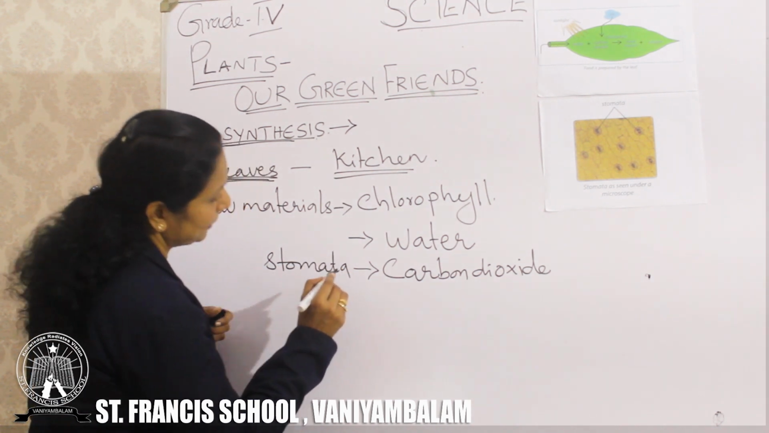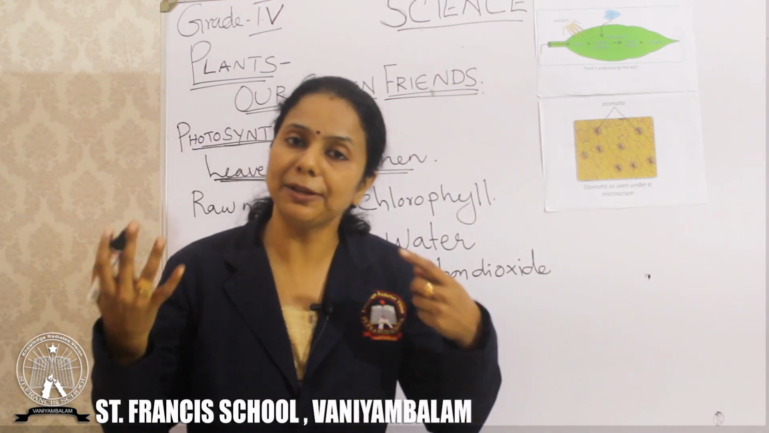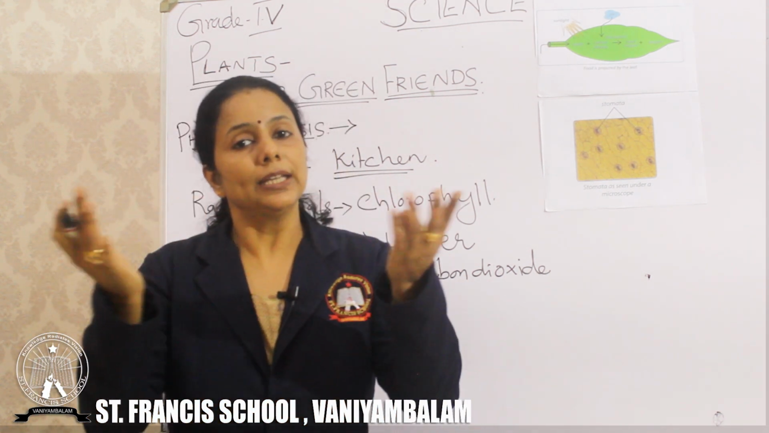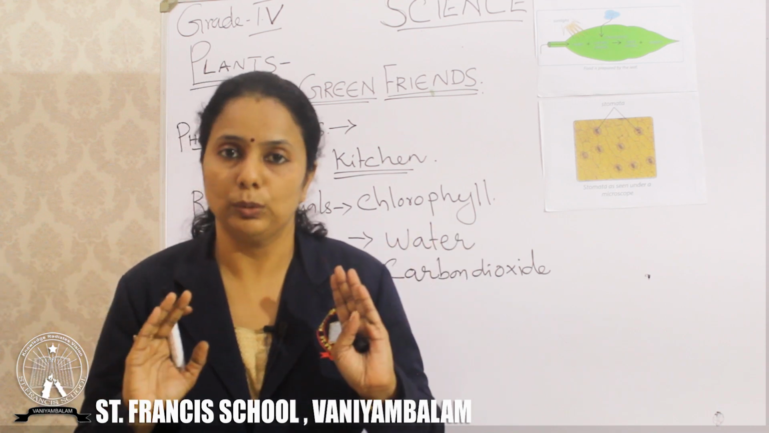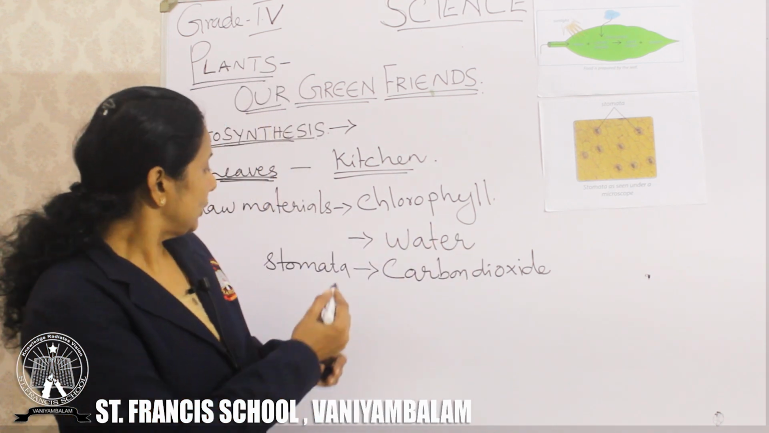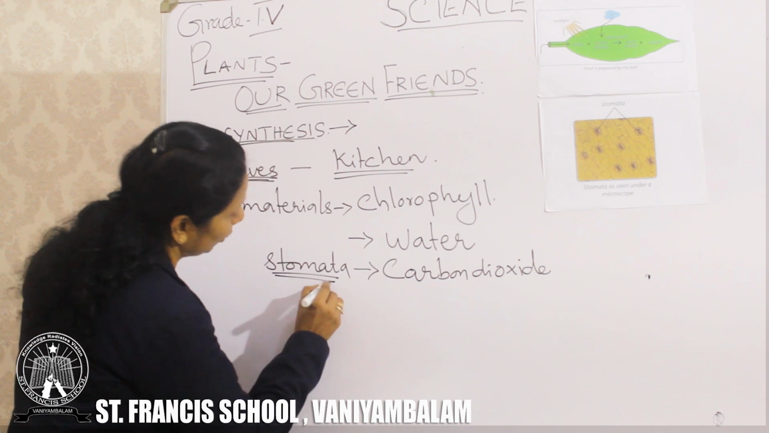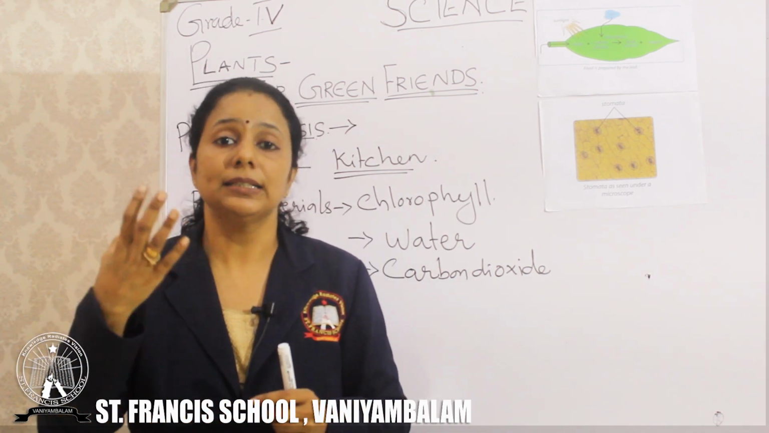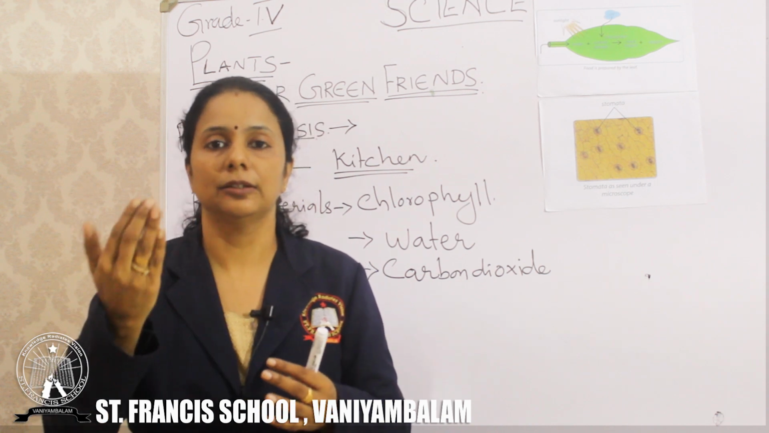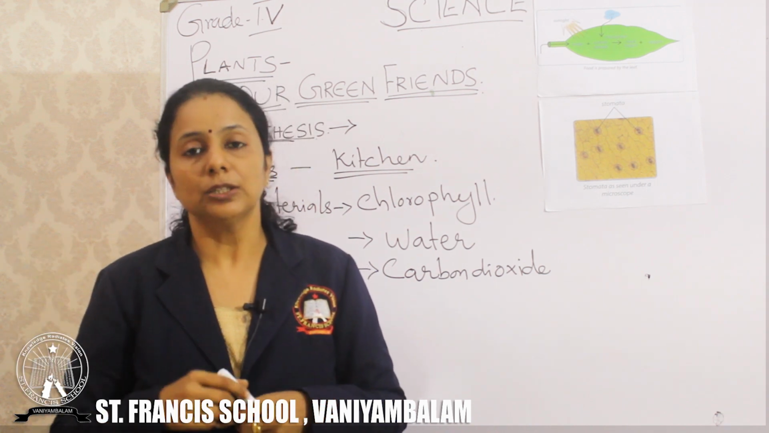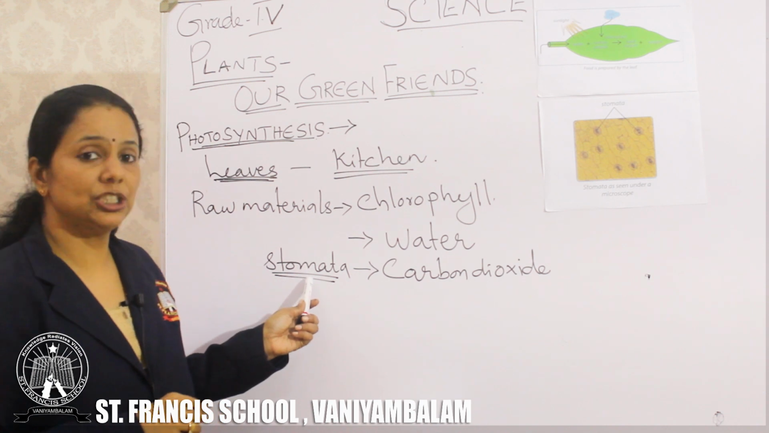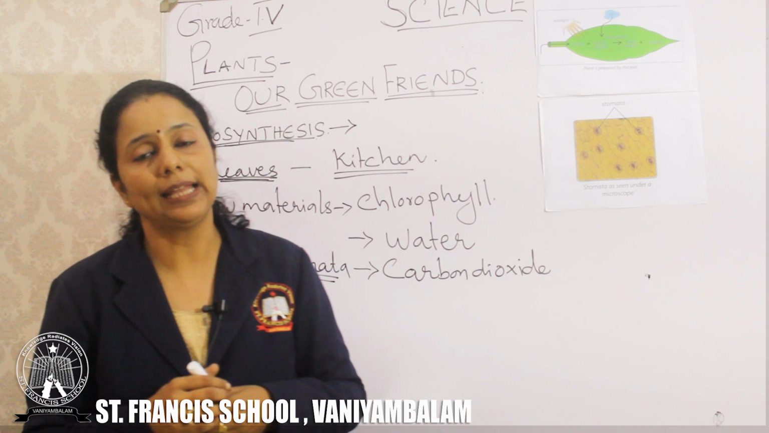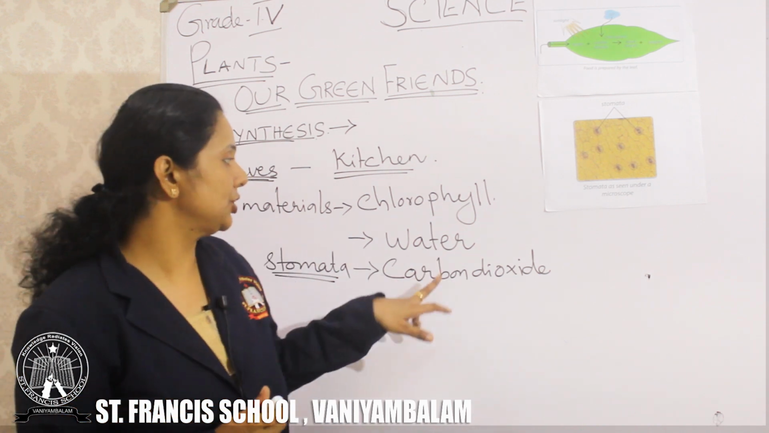So this carbon dioxide is present in the air, in the atmosphere. Okay, this carbon dioxide gas is present in the atmosphere around us. So through these tiny pores which are called stomata, this carbon dioxide is absorbed from the atmosphere. Through these pores called stomata, carbon dioxide is absorbed into the leaves. That is how carbon dioxide reaches into the leaves.